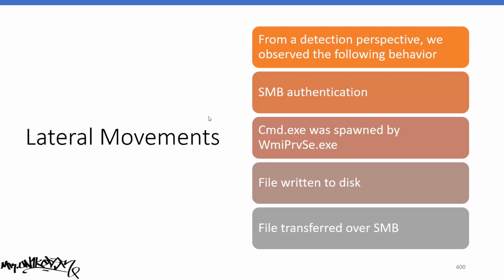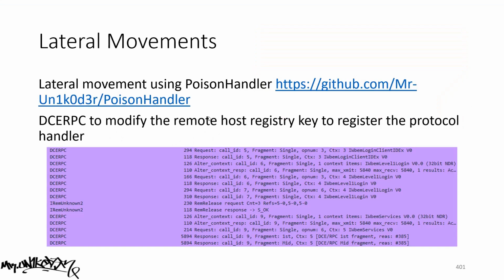So if you look at it from a detection perspective, we have SMB authentication, we have CMD that was spawned by WMI, we have a file written to this, and we have the file transferred over SMB. The reality is, if you remove the output, you can get rid of most of these artifacts here and only have the DCE RPC part of it.